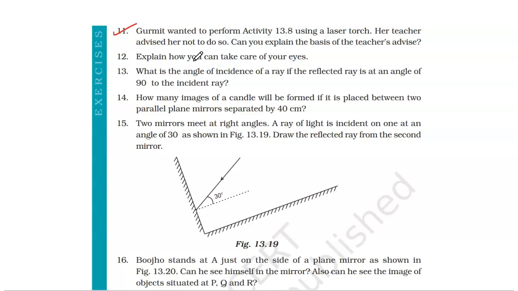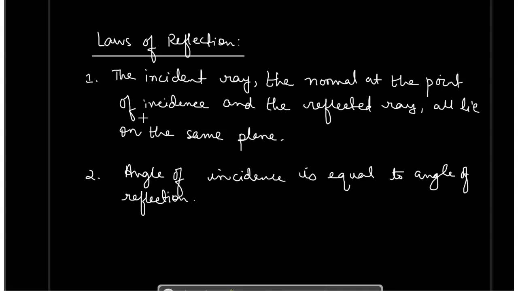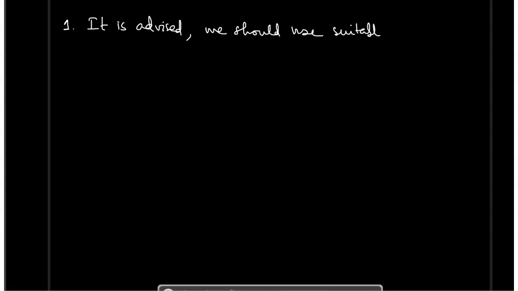Question number 12. Explain how you can take care of your eyes. So there are a list of things that you should do to take care of your eyes. Let us see that. Number 1. It is advised we should use suitable spectacles for troubled eyes.